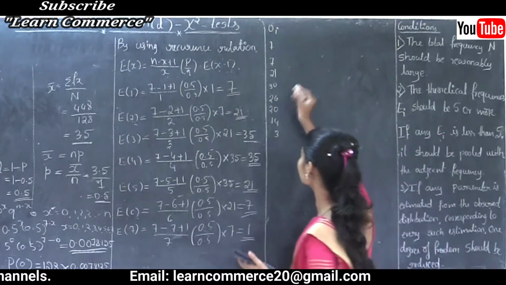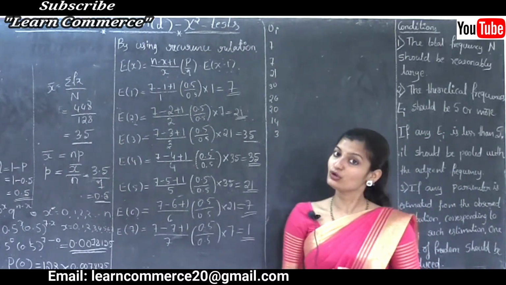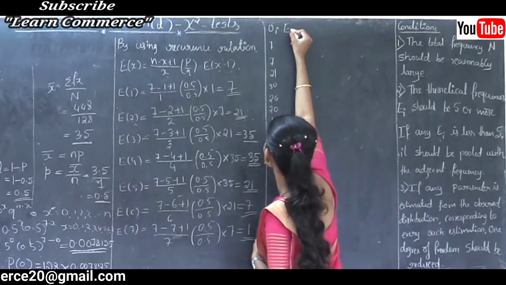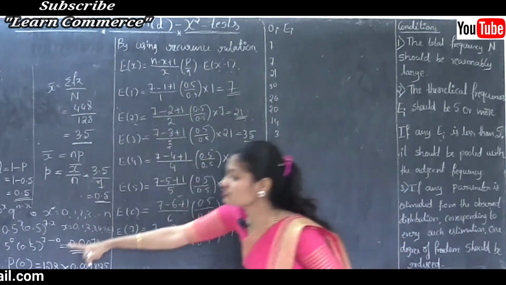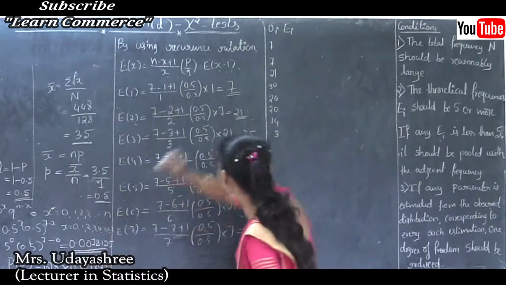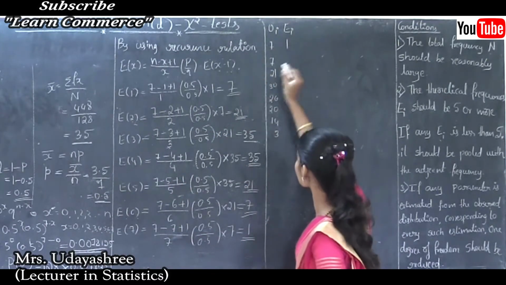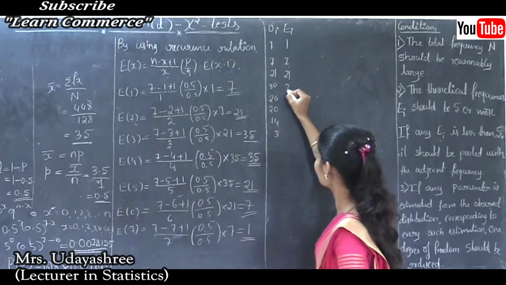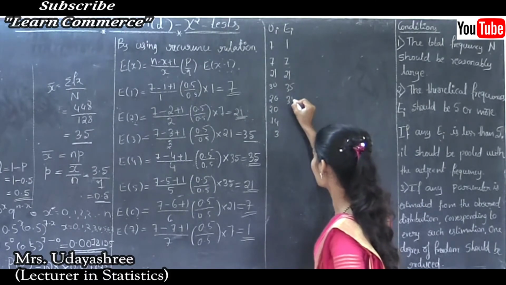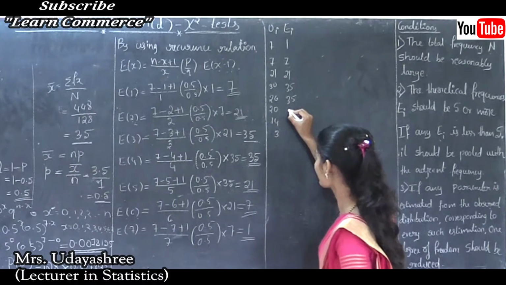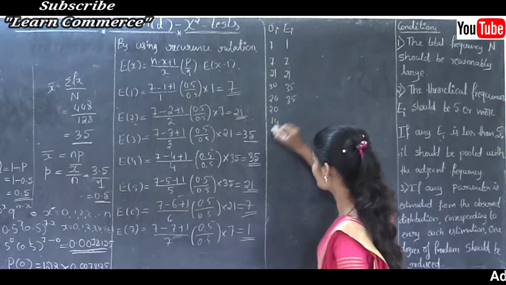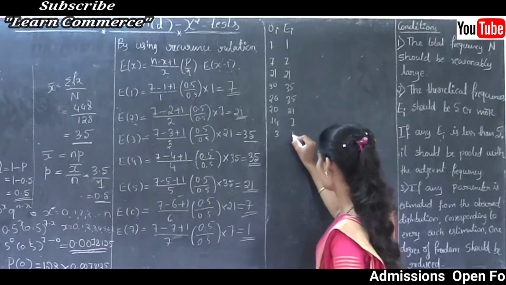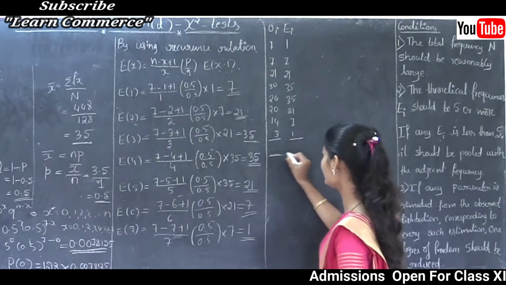Now what are the theoretical frequency distribution? As we know that theoretical frequency distribution is denoted by EI. So what are the EI observations? See the first observation, that is 1. Next second observation is 7. Next 21. Next 35. Next 35. Next, yeah, 35 is over, next is 21, 7 and 1. Okay, next I will just cross check this value.